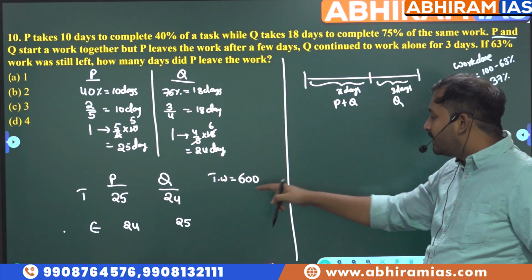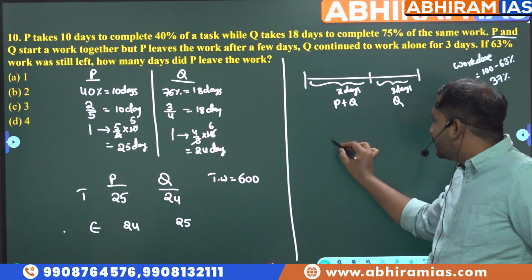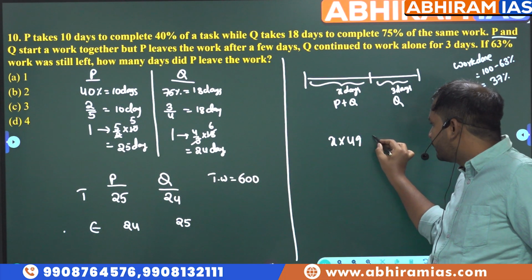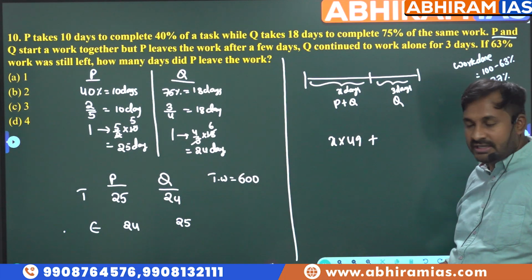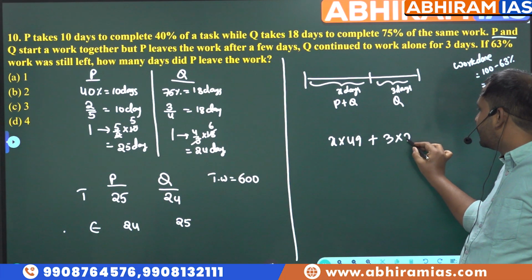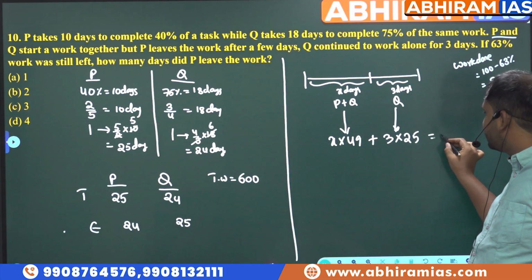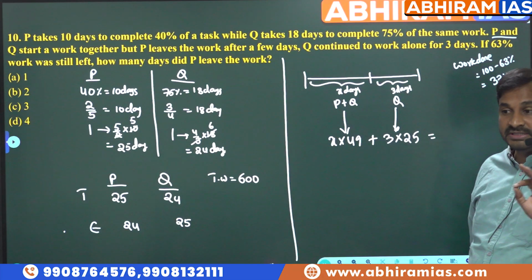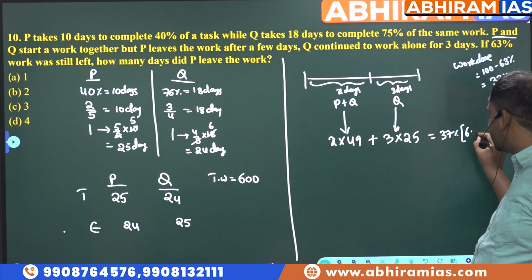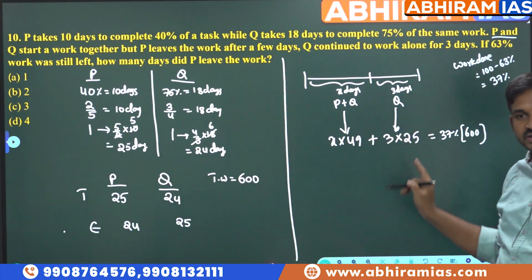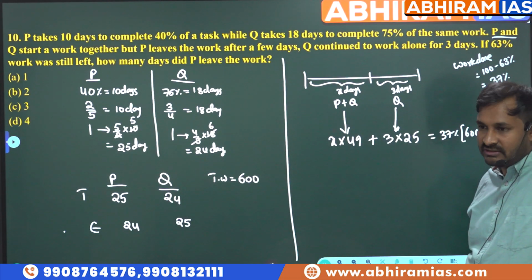Now, P plus Q combined efficiency is how much? 49. So, they worked for X days. So, X into 49 plus what is Q's efficiency? 25. And Q worked for how many days? 3 days. So, 3 into 25. Right? By working like this, they finished only 37% of work, not total work. So, what they finished? 37% of 600. ఇంత ముందు వాళ్ళు టోటల్ వర్క్ ఫినిష్ చేసినారు కాబట్టి టోటల్ వర్క్ ఈక్వల్ చేసినాం. But they finished only 37% of work.